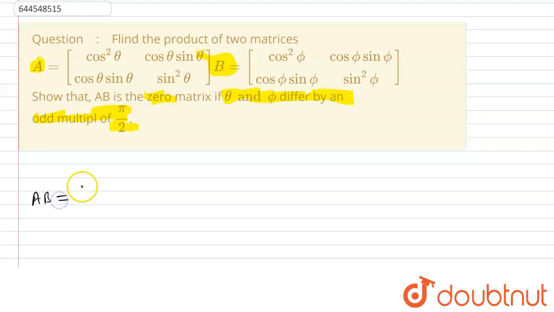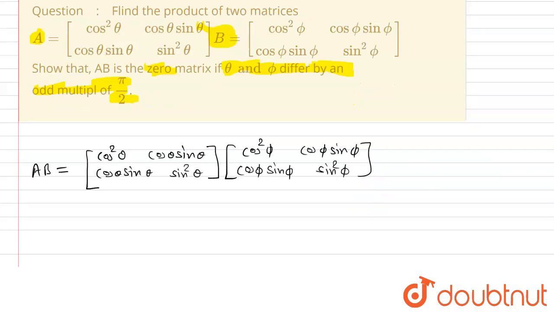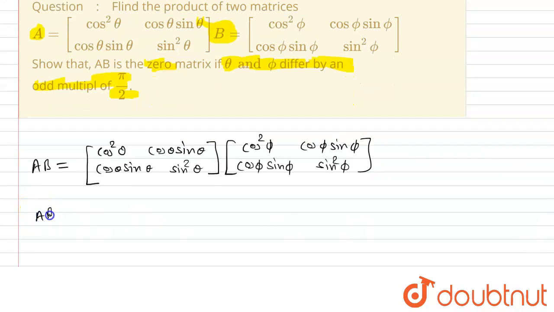So AB is the product of matrix A and matrix B. The A matrix given to us is cos square theta, cos theta sin theta, cos theta sin theta, sin square theta, and B is given to us as cos square phi, cos phi sin phi, cos phi sin phi, and sin square phi. Now if we multiply these two, we get the AB matrix.